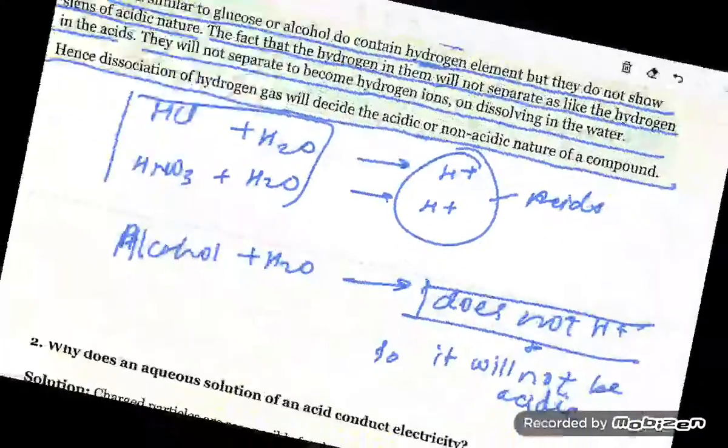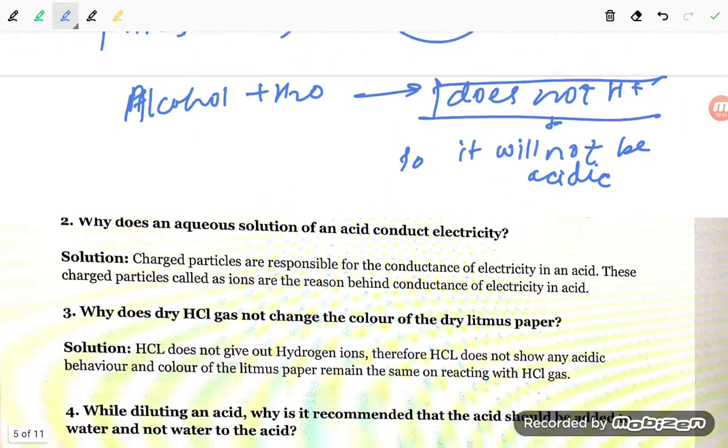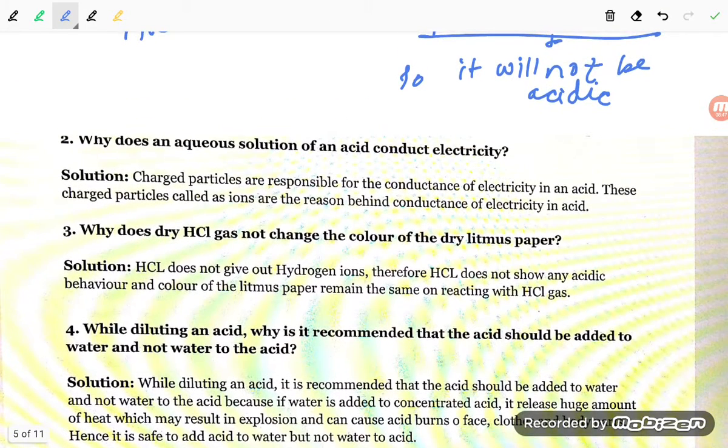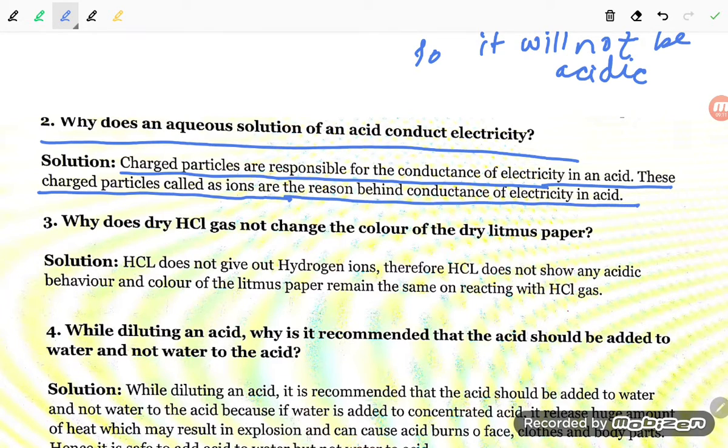Now let us try to understand the next problem. Why does an aqueous solution of an acid conduct electricity? That is also a simple answer, student: the aqueous solution of an acid contains ions, and ions are the carriers of electricity. So here we can read out, charged particles are responsible for the conductance of electricity in acid. The charged particles called ions are the reason behind the conductance of electricity in acid.